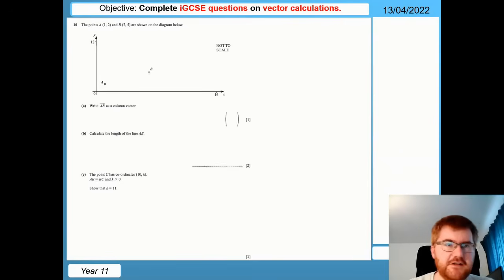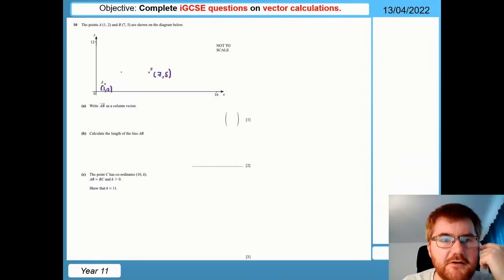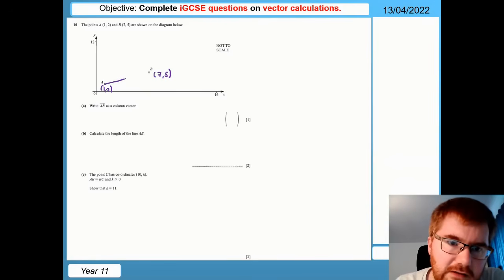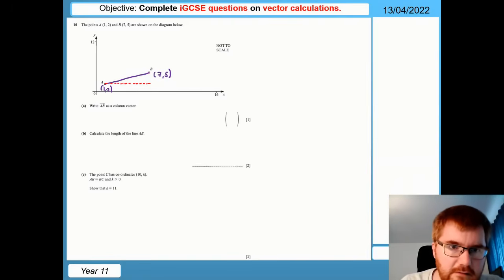Right, let's continue. So we're on to question 10, and the points 1, 2 and 7, 5 are shown. I tend to write in those points. And the first thing we need to do is write AB as a column vector. So I'm going to draw a line in. And now we just need to work out what's going on here. So this is kind of working backwards to one of the previous questions that we've looked at. Draw this in, this right angle triangle.